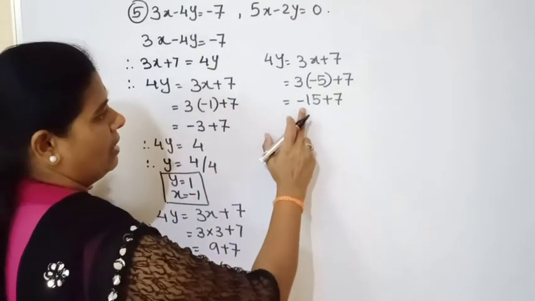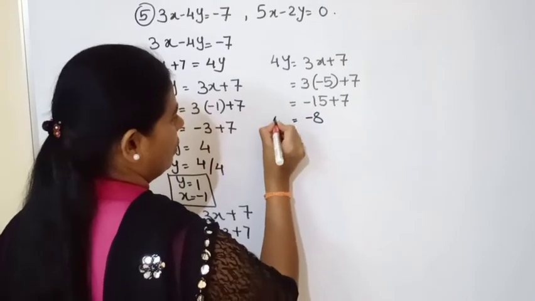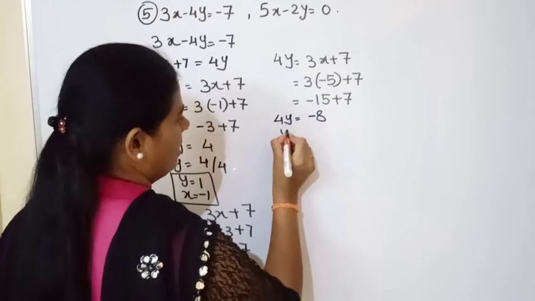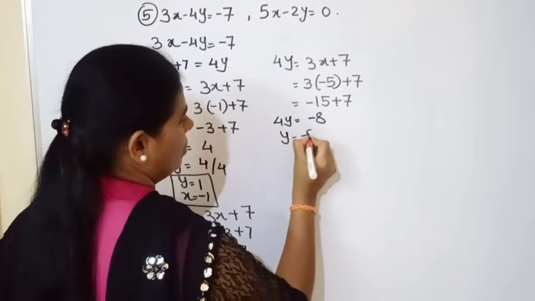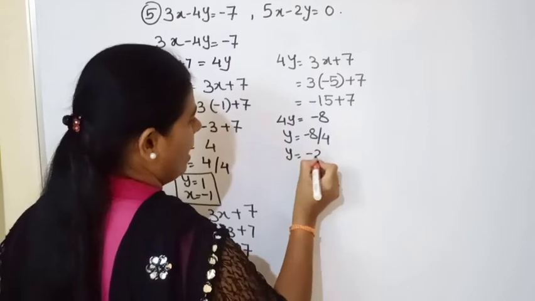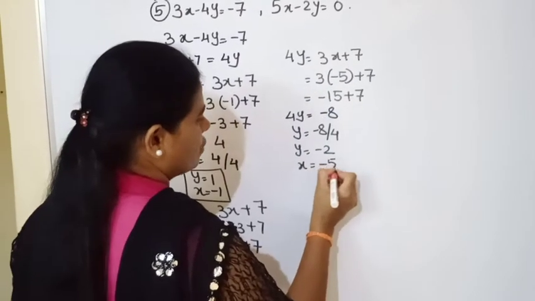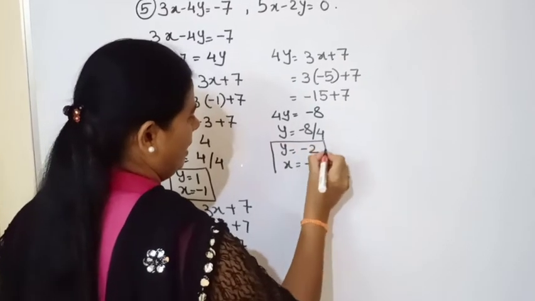Okay. So -15 plus 7, that will be -8. So 4y equal to -8. So y equal to -8/4. So y equal to -2, and x I have taken as a -5. So this is our next point.